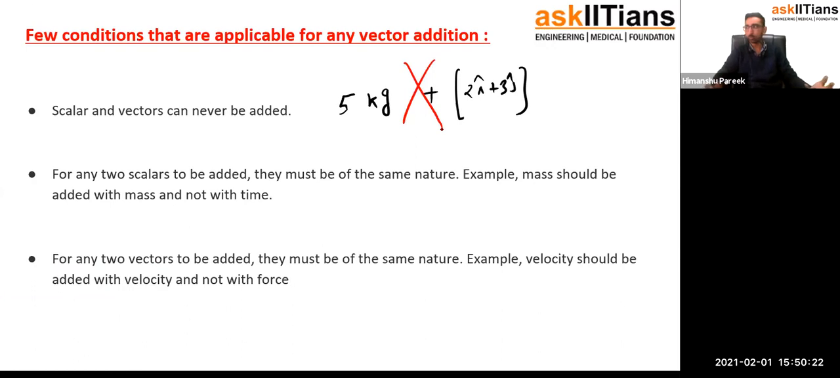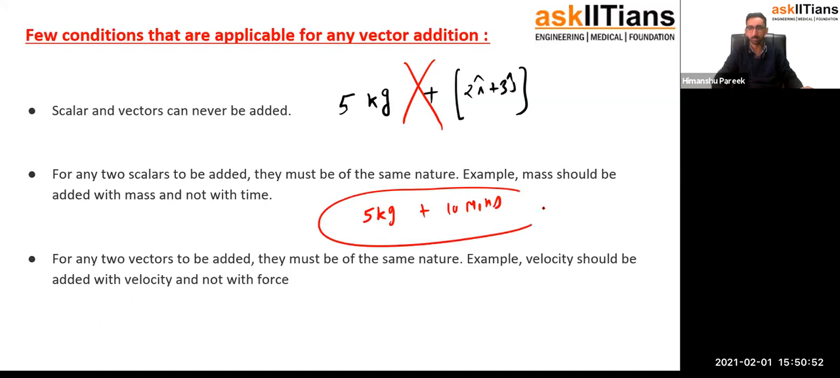Simply, I can say that two physical quantities which have different dimensions, different units, cannot be added together. By that same logic, scalar and vector can never be added together. For any two scalars to be added, they must be of the same nature. For example, mass should be added with mass only, not with time. Obviously, you cannot say 5 kg plus 10 minutes. This does not make any sense. It's very obvious.